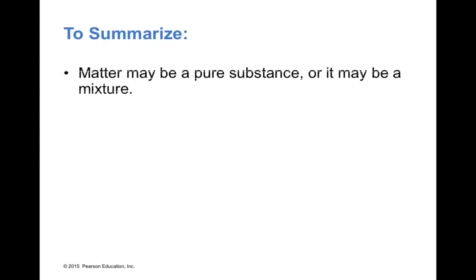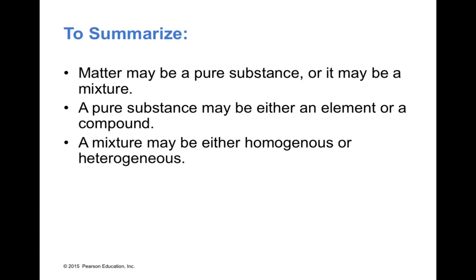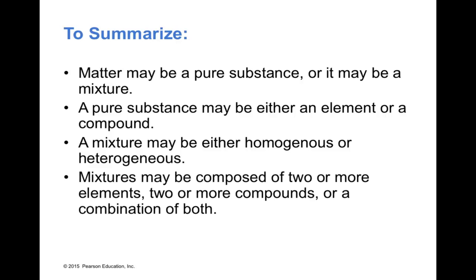So let's summarize what we have learned so far. Matter may be a pure substance or it may be a mixture. A pure substance may be either an element or a compound. A mixture may be either homogeneous or heterogeneous. And mixtures may be composed of two or more elements, two or more compounds, or a combination of both.